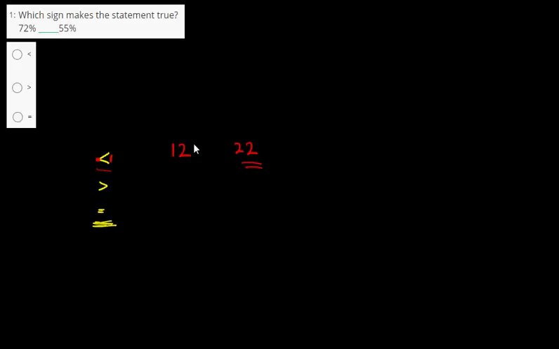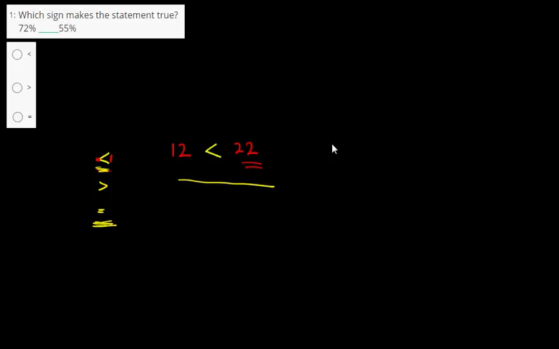So the trick is to always have the bigger end of this sign towards the bigger number. So 12 is less than 22. This is how it's read.